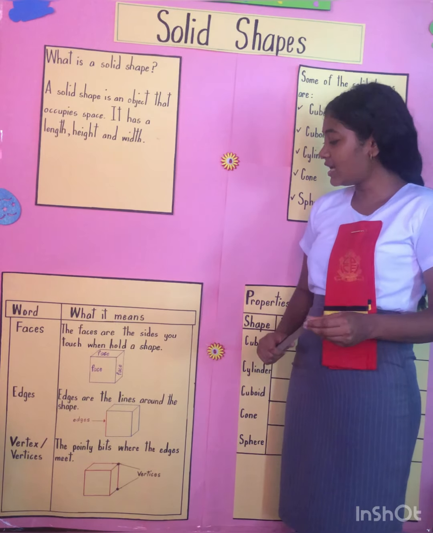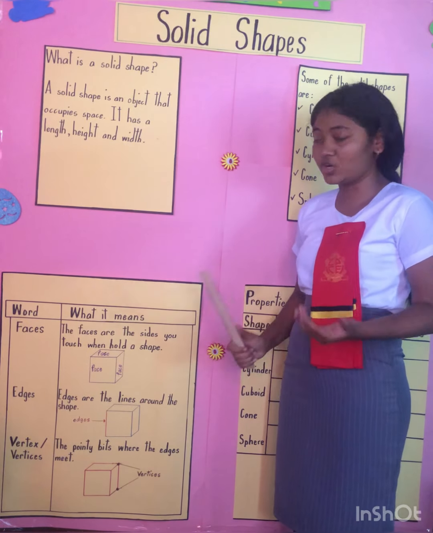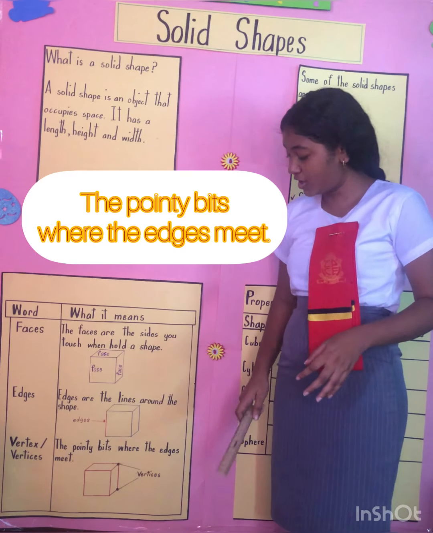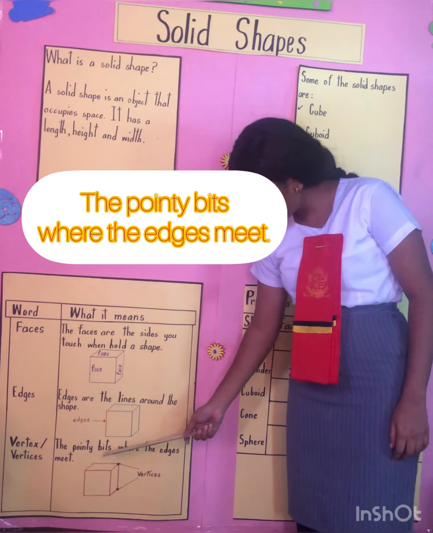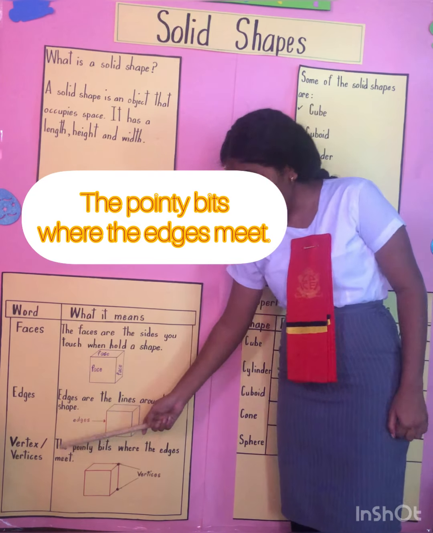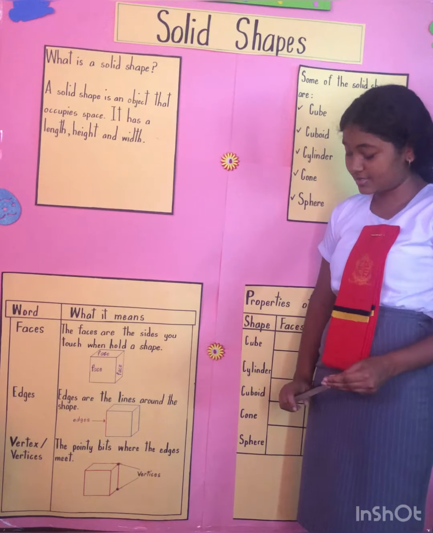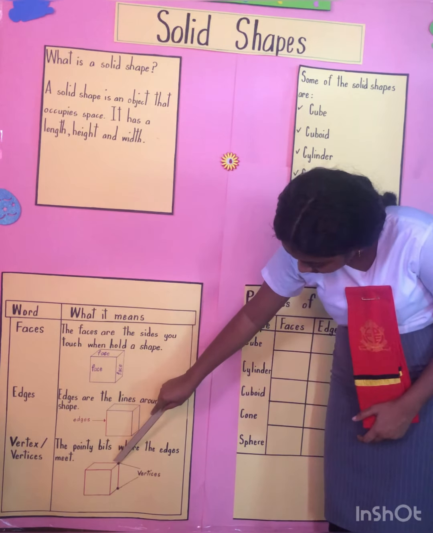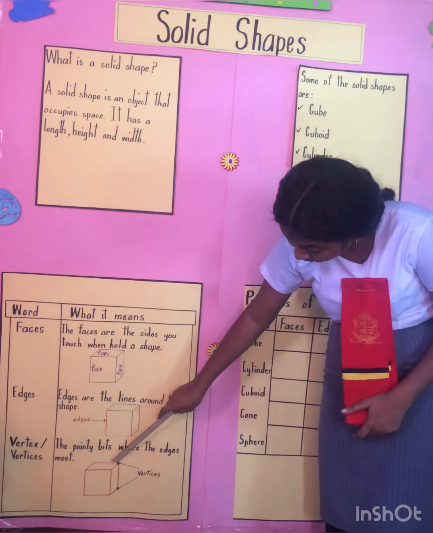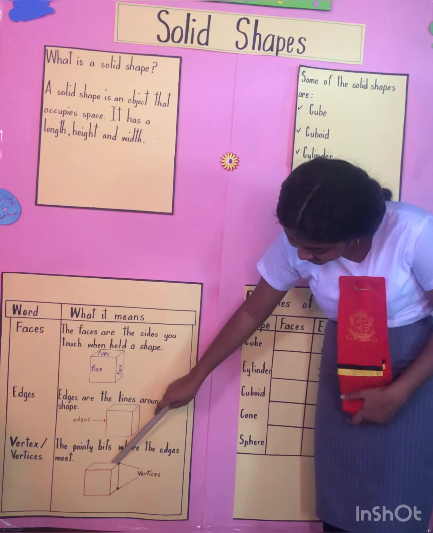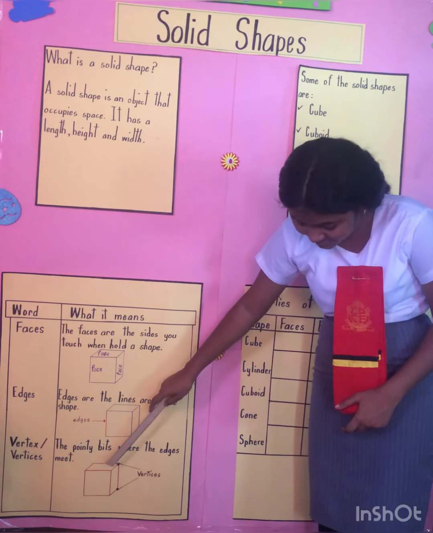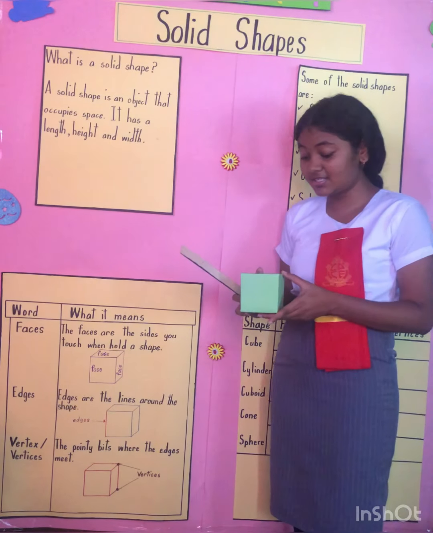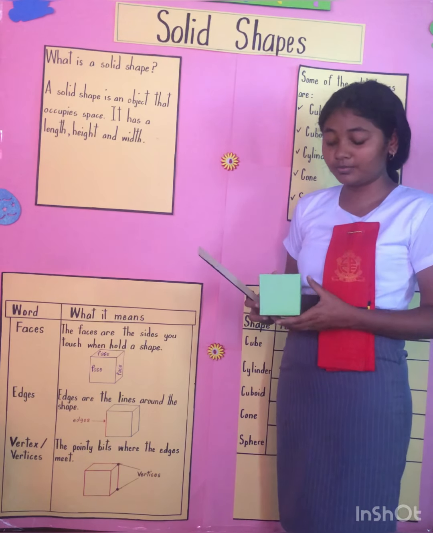Now class, let us look at what the word vertex or vertices really mean. So it says that the vertices are the pointy bits where the edges meet, and we have our diagram to show us. So where the edges meet, we have one edge here and another one coming up there. So where it meets is called the vertices. So let us identify the vertices on this cube.